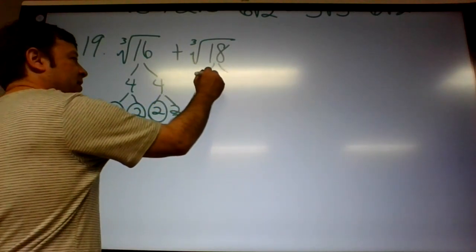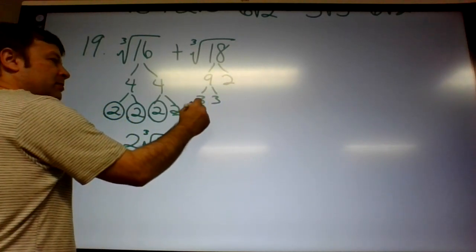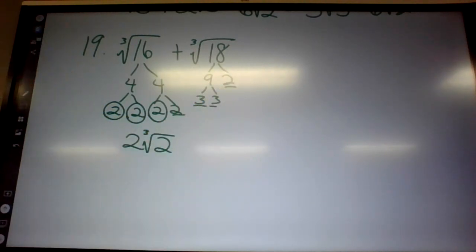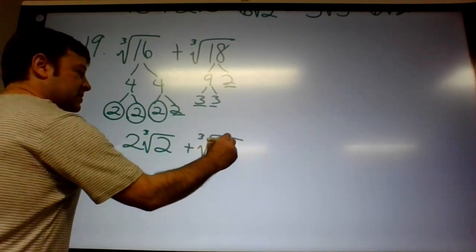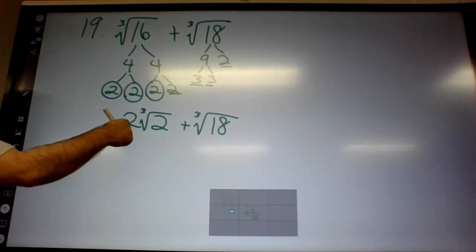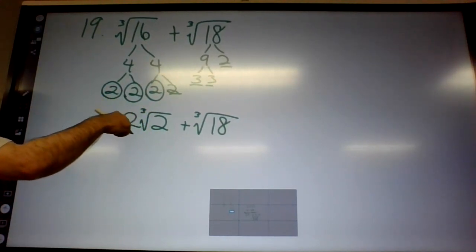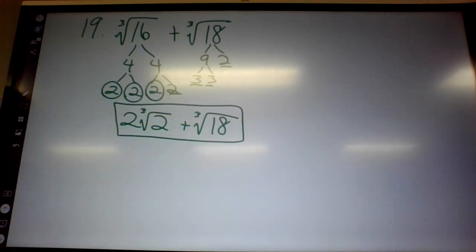Okay, if we try 18 over here, we do get a double, but we don't get a triple. So that means nothing comes out, it doesn't simplify. So it just stays the same. Can I do anything there? No. So all we did really is change this cube root of 16 a little bit, and that is as much as we can do.